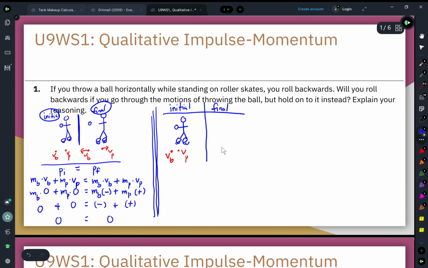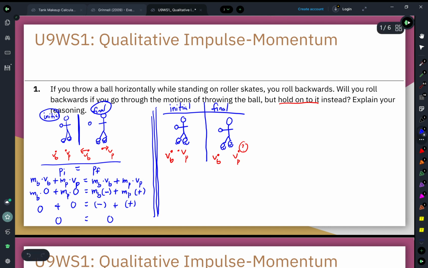In the final condition, we're trying to figure out if that person, when they're still holding onto the ball, would they end up moving? We know that because they are holding onto it, the velocity of the ball will have to be 0. But we don't necessarily know what the velocity of the person is going to be just yet. That's what we'll be looking for.